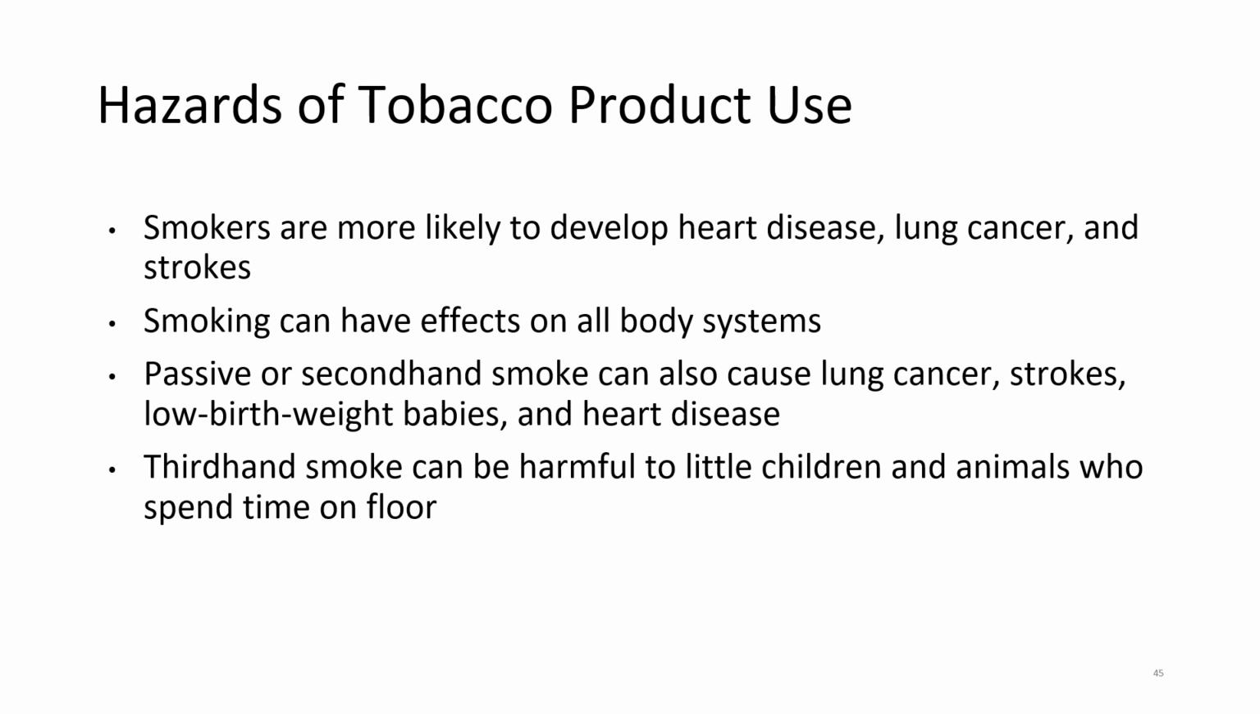Smokers are more likely to develop heart disease, lung cancer, and strokes. It's the number one preventable cause of all of these conditions, but tobacco can affect any body system. It can affect brain cells, it can affect the neurologic system, it can affect the circulatory system, it can affect the renal system. Passive or secondhand smoke can also cause lung cancer, strokes, low birth weight babies, and as we mentioned as well, heart disease.